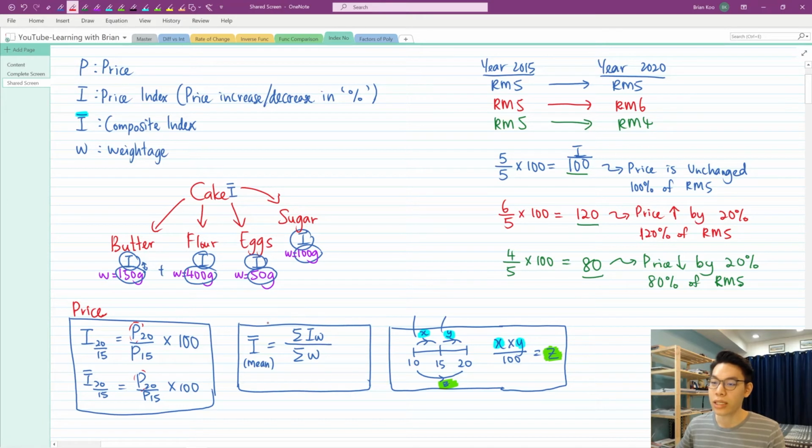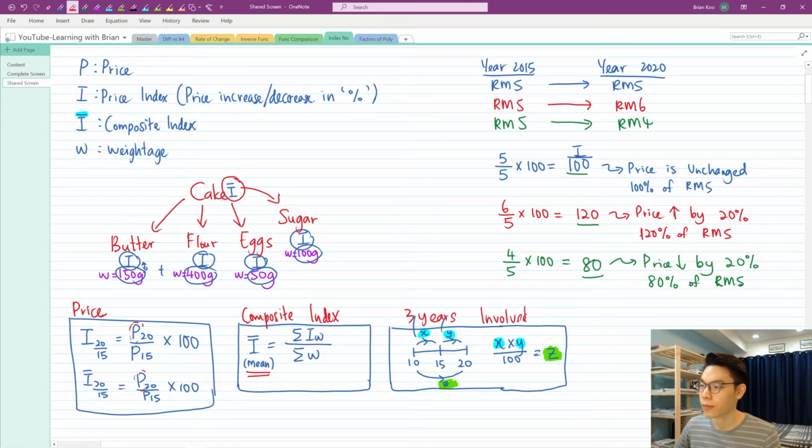The second one is the formula for your composite index, where you will need your weightage. So make sure you have your weightage and you're looking for your mean value of all the I, add up together times the weightage. That will give you your composite index also. Lastly is when you have 3 years involved.